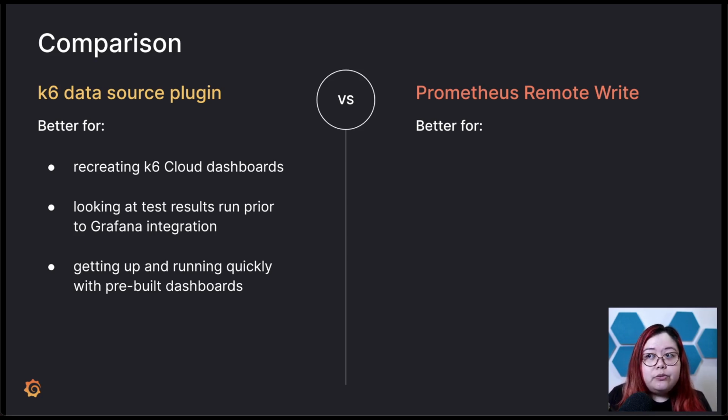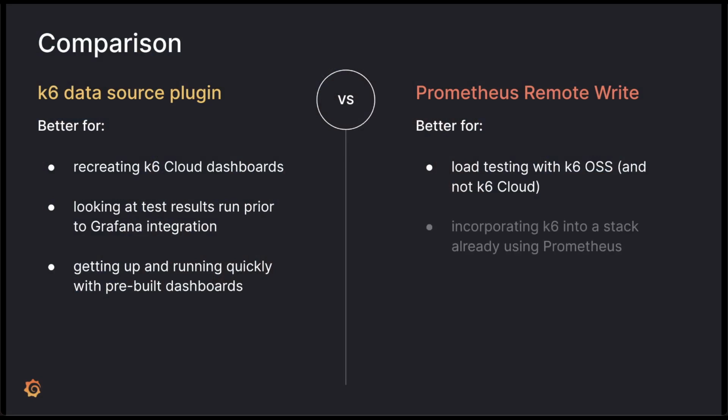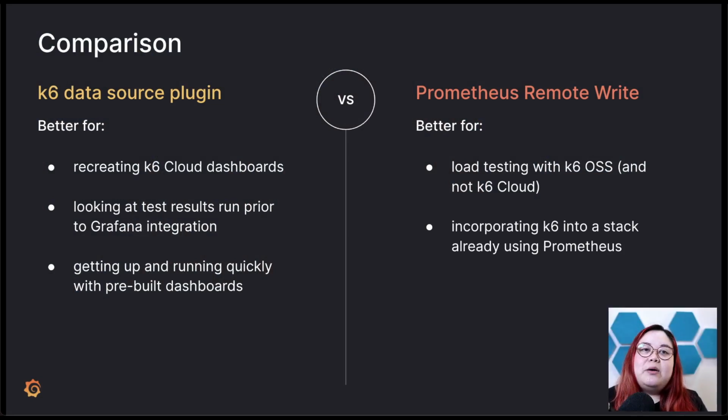Now, the Prometheus Remote Write integration is better if you're using K6 OSS, for instance, and not K6 Cloud. I didn't show that way for the sake of time, but what you can do is output K6 results to Telegraf, which will then forward the metrics to Prometheus. So we have more information on how to do that in our documentation. That's k6.io/docs. But you can also just do a search for it there. So if you're already using Prometheus, incorporating K6 using Remote Write is probably the way to go. That way you'll have your load testing results where the rest of your metrics are too.